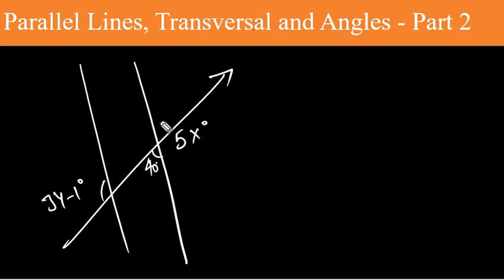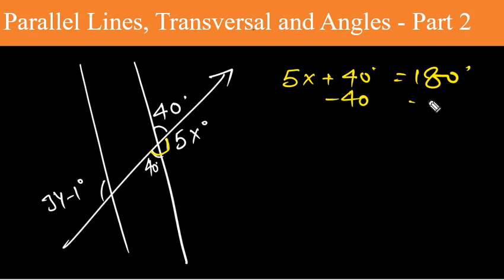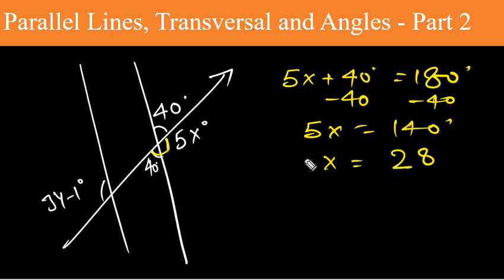Now if you look at this vertical angle, this is 40, this will also be 40. There are multiple ways as I said. And this is a linear pair. That way also you can try. So what we will do, 5x plus 40 degree is equal to 180 degree. Minus 40 both sides. 5x is equal to 140 degree, x is equal, divide 5 both sides, so 28. Check this using a calculator if you want to.